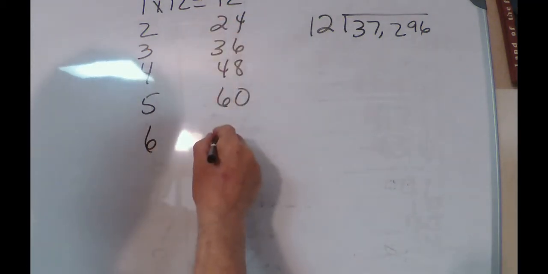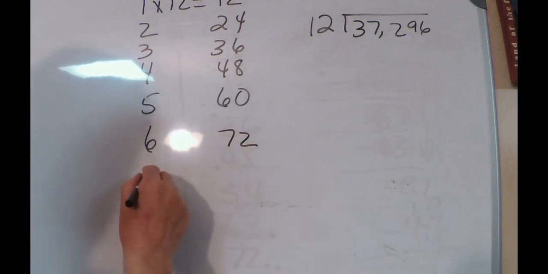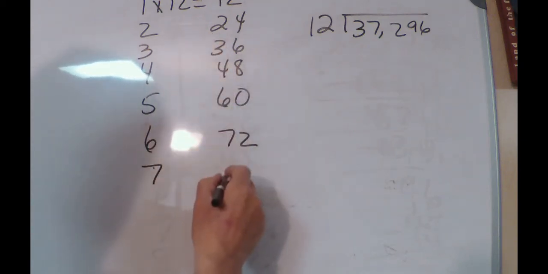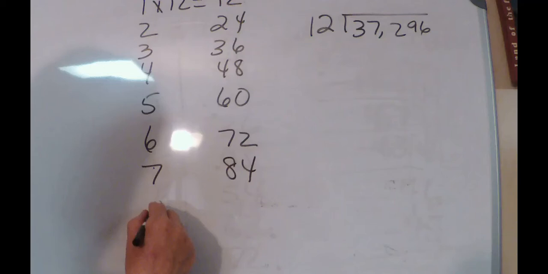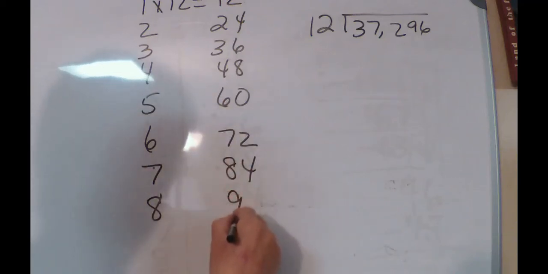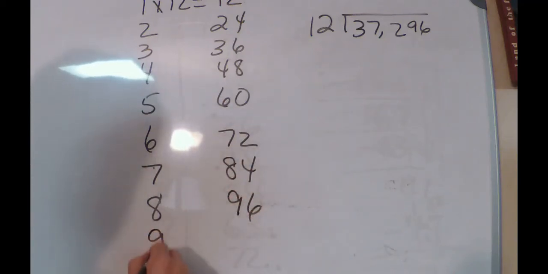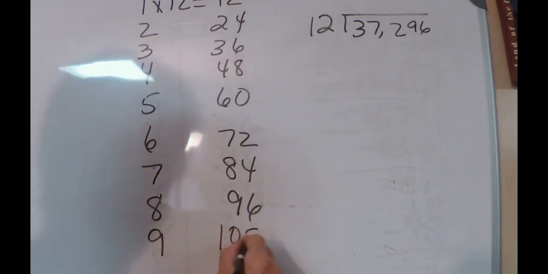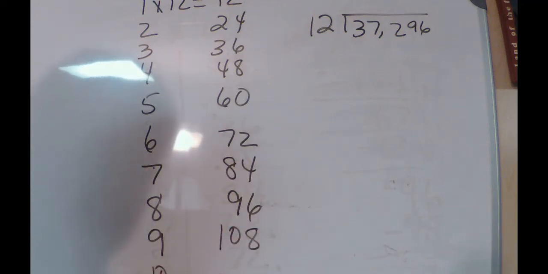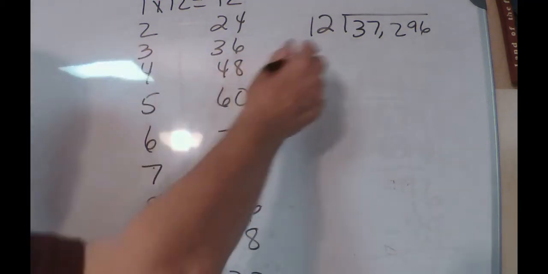6 times 12 is 72. 7 times 12 is 84. 8 times 12 is 96. 9 times 12 is 108. And 10 times 12 is 120. 108 plus 12 is 120. Now I can go ahead and I've got my skip count chart and I can work it.